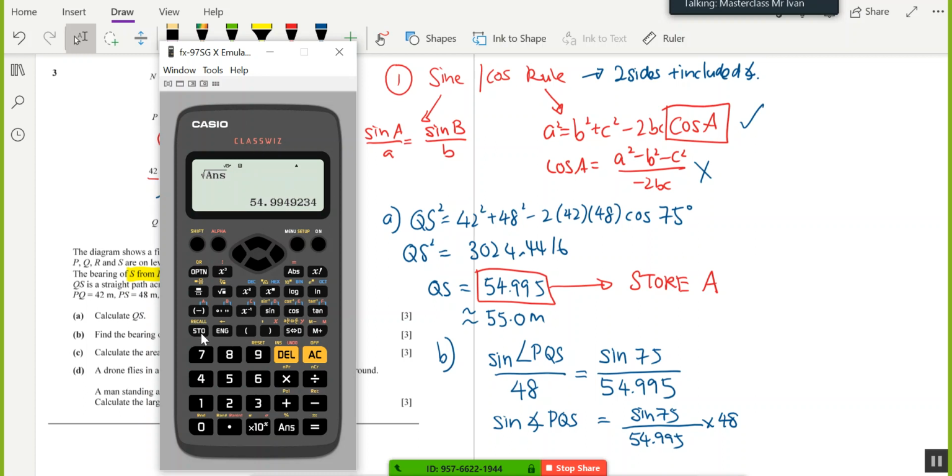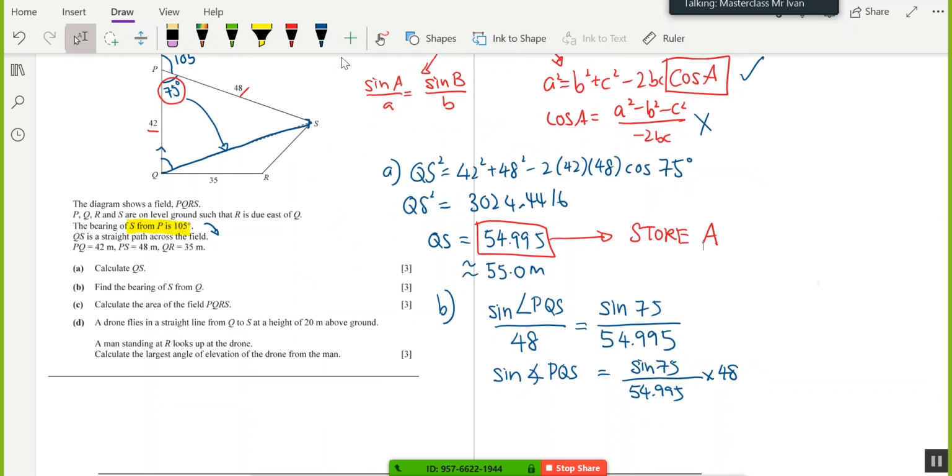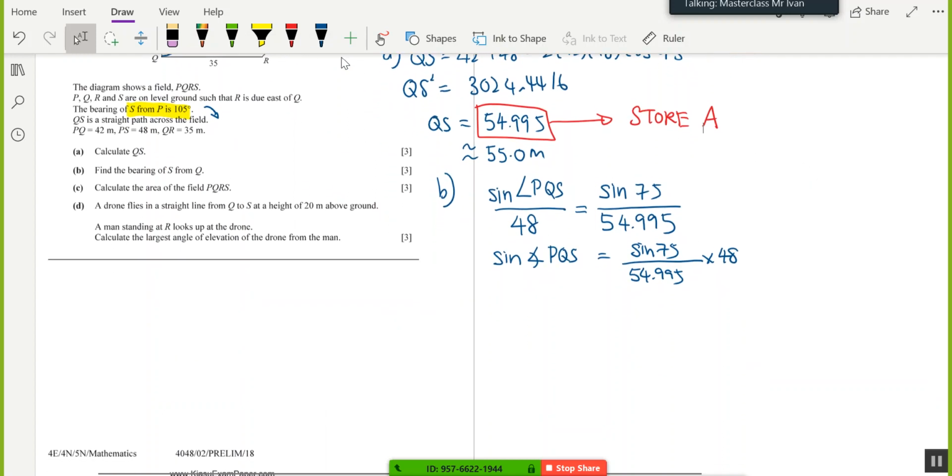How to store? Megan, are you using this calculator? I know how to store. You know how to store, okay, good. Shift, store this as your answer. Jerome, you remember how to store as your answer? Okay, yes. So after that, when you need to find the sine of PQS, you should use your calculator to work it out.